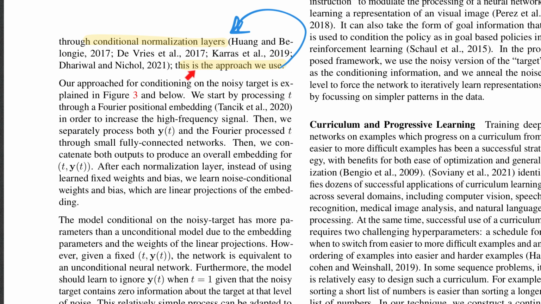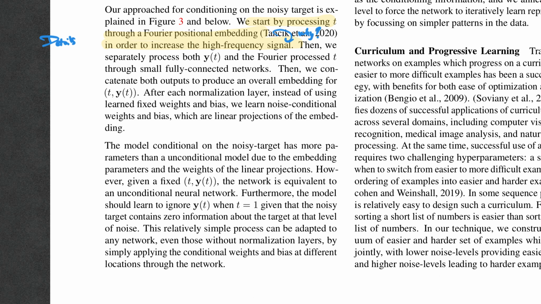So to recap, the approach that they use is conditional normalization layers, which was used in, let's say, StyleGAN as well. This approach starts by processing t with a Fourier embedding to increase the high frequency signal, and then all the other steps that we just discussed. Again, note that the model should learn to ignore yt when t is equal to 1, given that the noisy target contains 0 information about the target at that level of noise.